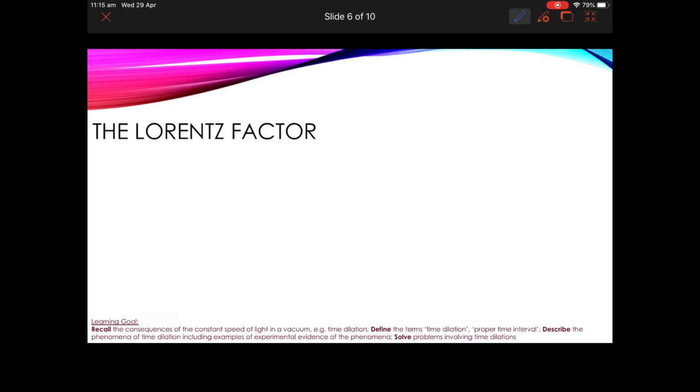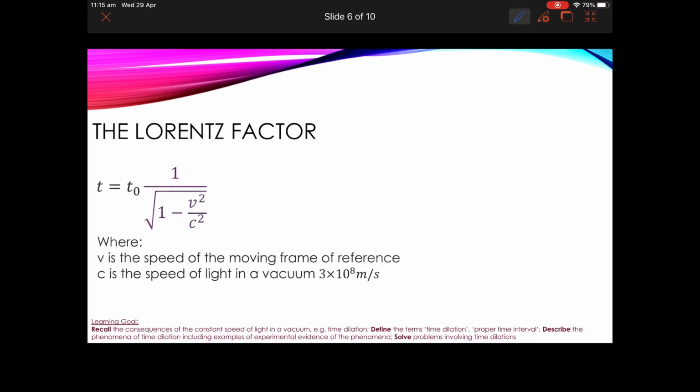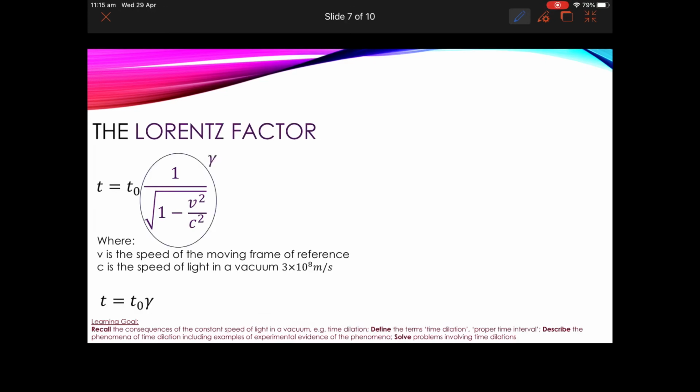So just before we get into working with some examples, there's one key part of this formula we need to look at. And that's this guy here in purple, known as the Lorentz factor. That Lorentz factor, which is really just to do with the speed of light and the speed of the event in the moving frame of reference, okay? We call that Lorentz factor gamma.